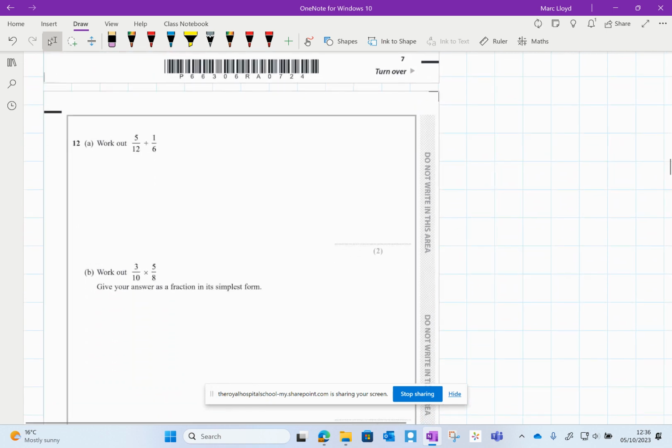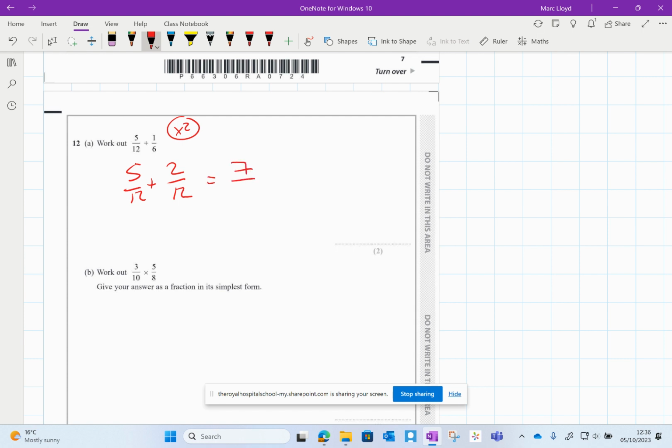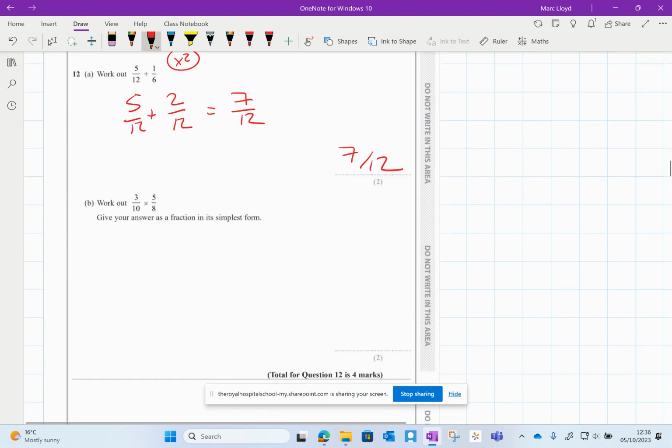Okay, 12a, work this out. So 5/12 plus, and we want to multiply top and bottom by 2. So we've got the same denominator, but our fraction is still the same value. Add across, 7/12. Right, next question.